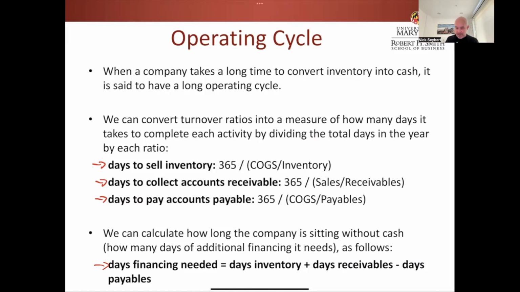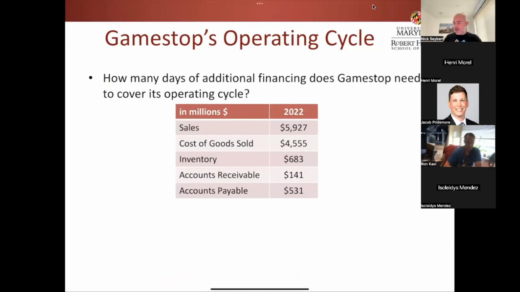So the last adjustment we're going to make, we're going to use days inventory plus days receivable. That's the operating cycle. Then we're going to subtract the days in payables because that's your supplier financing buffer. And then whatever's left over at the end of the day, there might be some residual days where you'd be sitting there without cash. And so, okay, go get a bank loan, go issue stock. That's why companies raise funds. All right, so we'll see this in action here with GameStop.